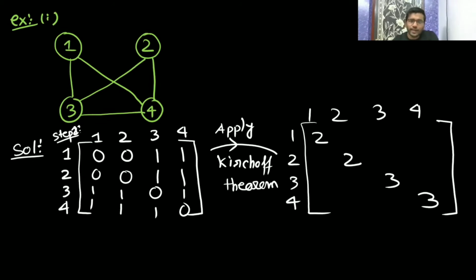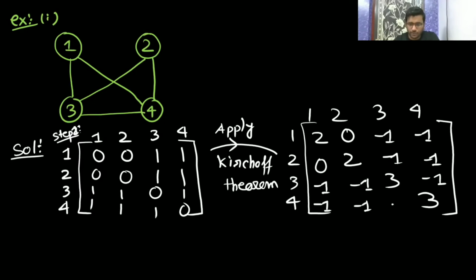Non-diagonal 0 will be replaced by 0 only, and non-diagonal 1 is going to be replaced by minus 1. Zero will be as it is, and the ones become minus 1. This you got. Now you will find the cofactor. If you are done with the writing, then please comment.